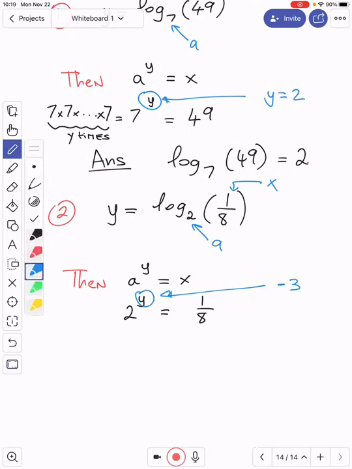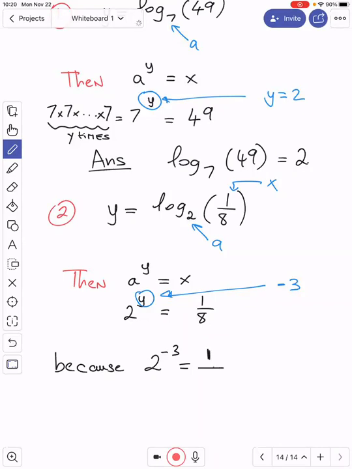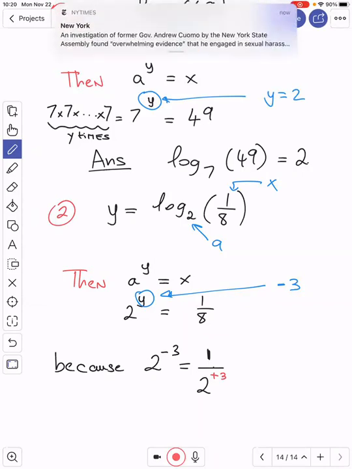Because when you do 2 to the power negative 3, when you have a negative power, guys, it doesn't mean you're going to get a negative number. If you want to change the negative power to a positive power, you need to flip. So it's like 1 over 2 to the power positive 3. Then of course 2 cubed, or 2 to the power positive 3, is 8. So that's 1 over 8.